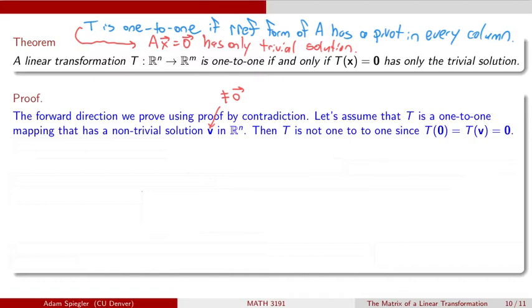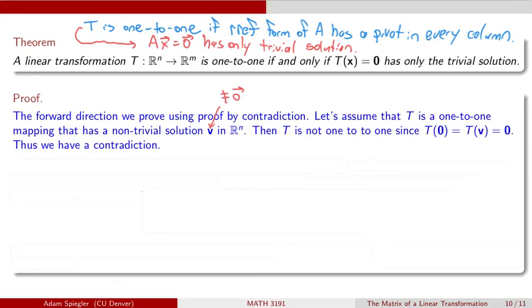So we've reached a contradiction, and that completes at least a forward direction. So now we're convinced that if T is 1-to-1, then the equation Tx equals 0 can only have just the trivial solution. So this direction was a little bit easier.